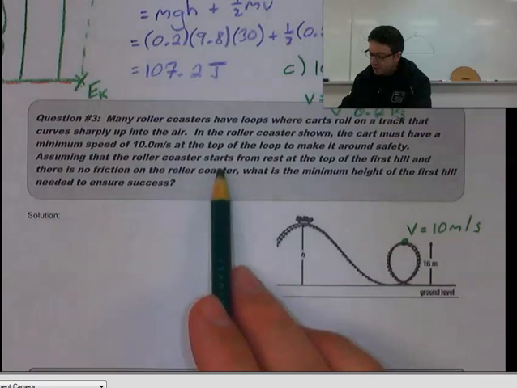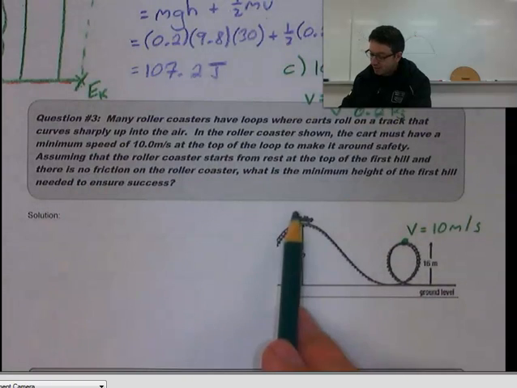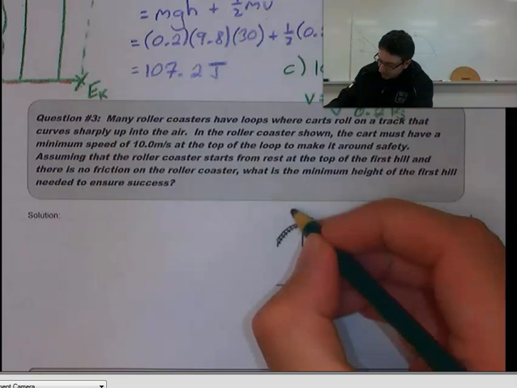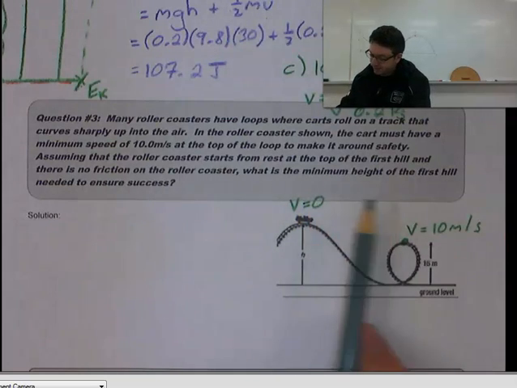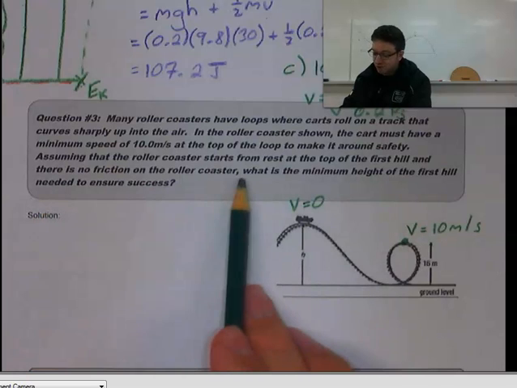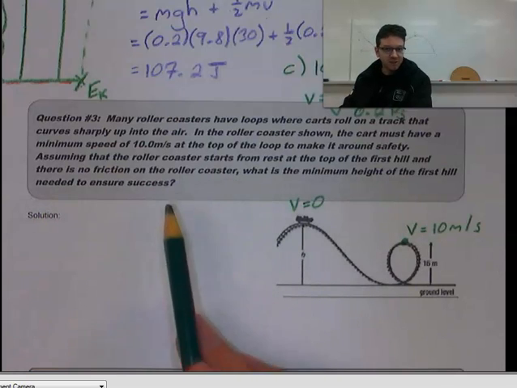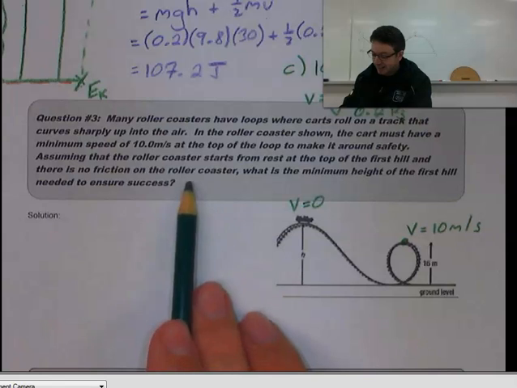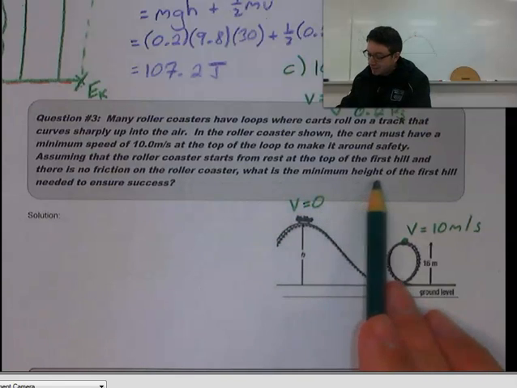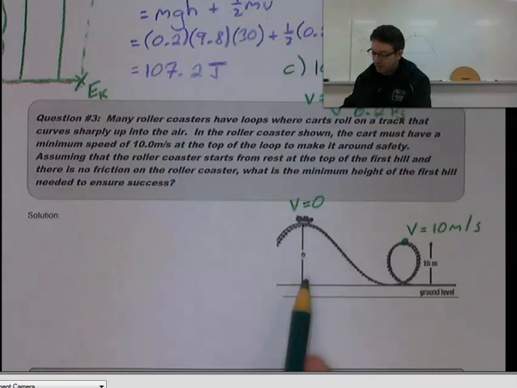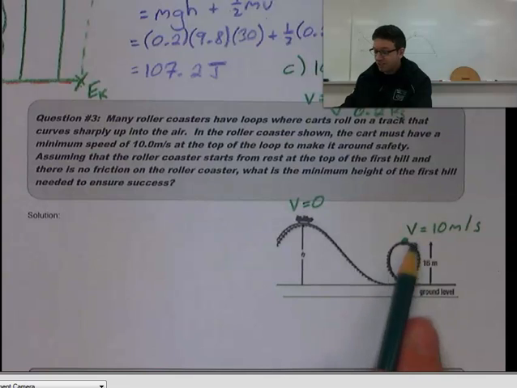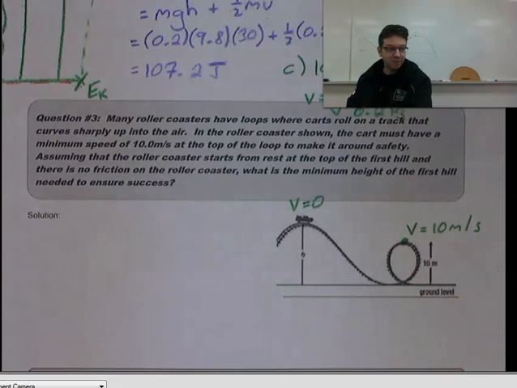Assuming that the roller coaster starts from rest at the top of the first hill, so right here, its velocity is 0, starting from rest. And there's no friction, so we're not going to lose any energy to heat or anything like that. What is the minimum height of the first hill to ensure success? So basically, how high does this need to be to just make it around that loop?